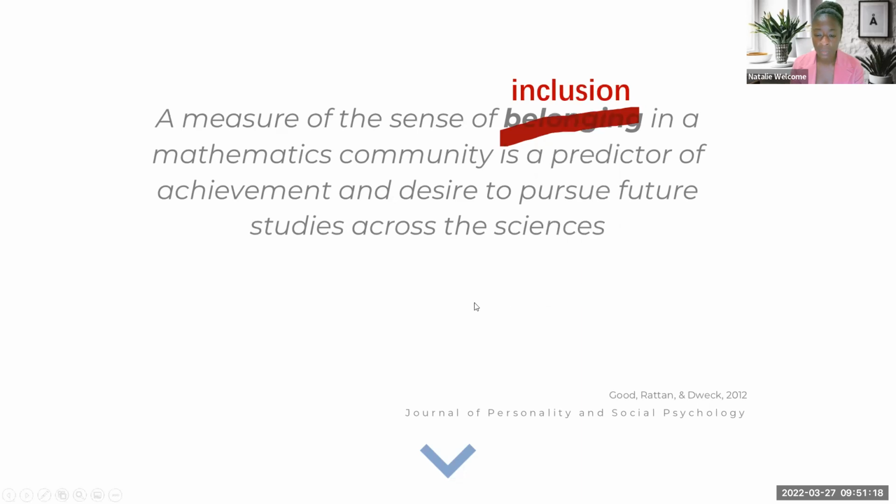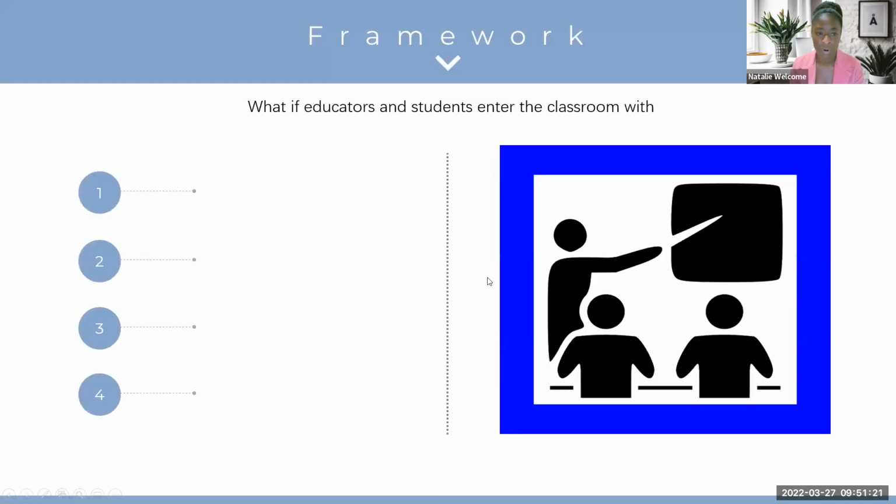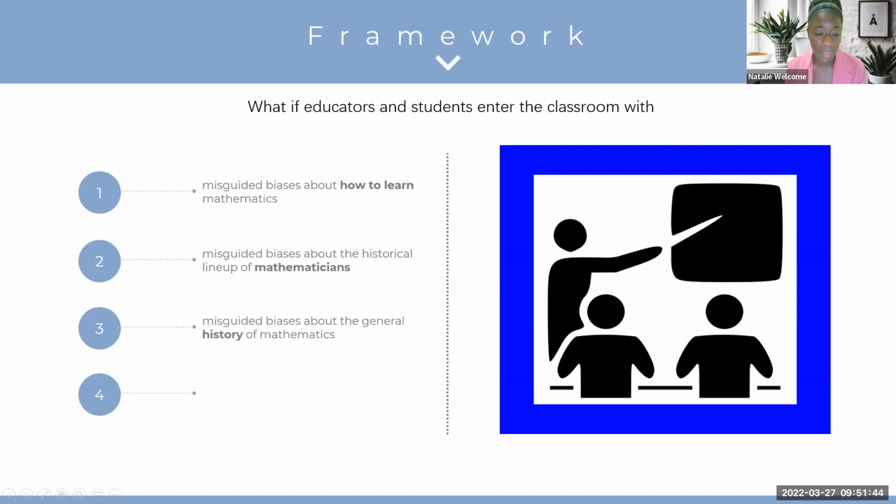And so one of the things I'd like you to think about as we move forward: what if educators and students enter the classroom, and truth be told, we believed this as we pursued this research study, with misguided biases about how to learn mathematics, misguided biases about the historical lineup of mathematicians, misguided biases about the general history of mathematics, and misguided biases about interconnectivity between history and math.